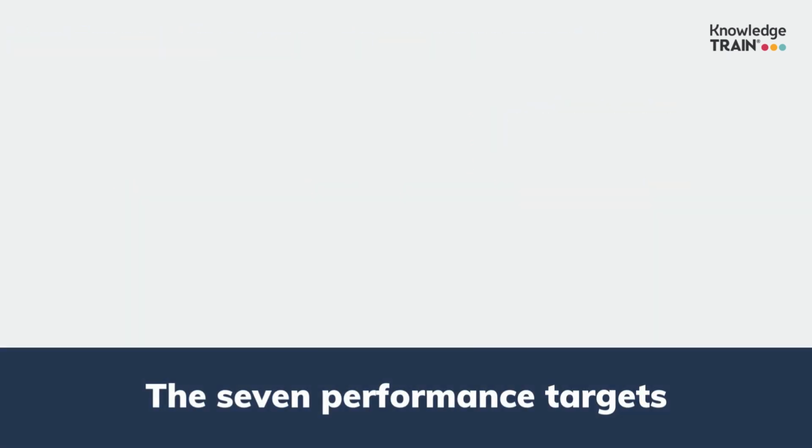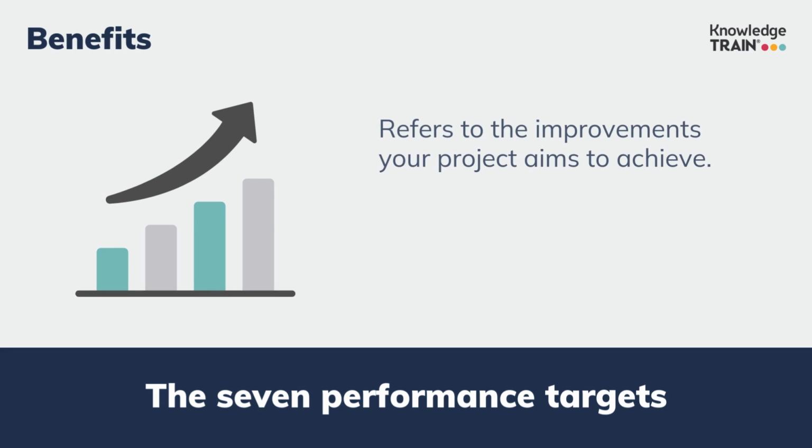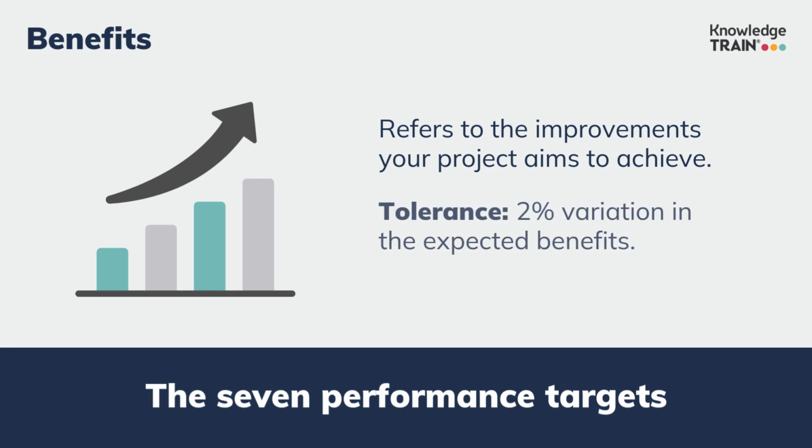There are 7 main targets for which you can set tolerances on a project. The first is benefits, which are the improvements your project aims to achieve. For instance, if you're targeting an increase in sales, a 2% variation in the expected benefits might be acceptable.